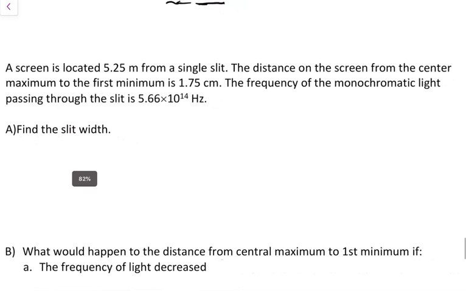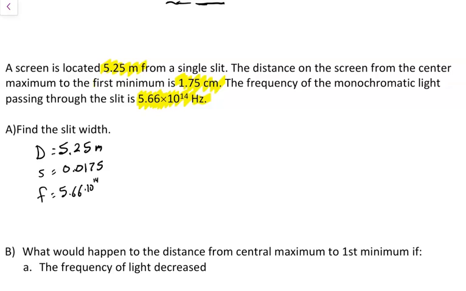We have a screen that's located 5.25 meters from a single slit. The distance on the screen from the center maximum to the first minimum is 1.75 centimeters, and the frequency of the monochromatic light passing through the slit is 5.66 times 10 to the 14th hertz. So my capital D is 5.25 meters, and the distance from the center max to the first minimum is 1.75 centimeters. I have a frequency, which is not a wavelength. We need to get to theta equal to lambda over b, which is equal to s over d, using these given values. Go ahead and work through this. I'm going to pause it, work on it, and show you.